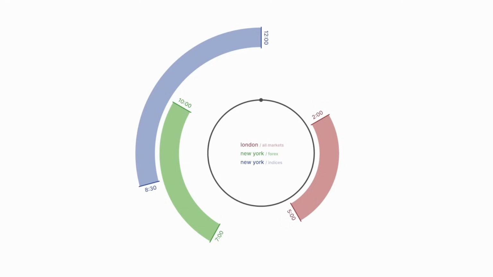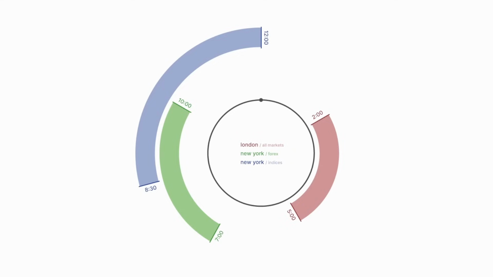Just before getting into the explanation of the 3 daily profiles, I want to make a note on the time windows that I'm referencing when I talk about London and New York session. When speaking about London session, and this goes for all markets, I'm referring to 2 a.m. to 5 a.m. For New York, if you trade Forex, 7 a.m. to 10 a.m. And lastly, for indices New York, it's 8:30 a.m. to 12 p.m. And these are all in Eastern Standard Time.